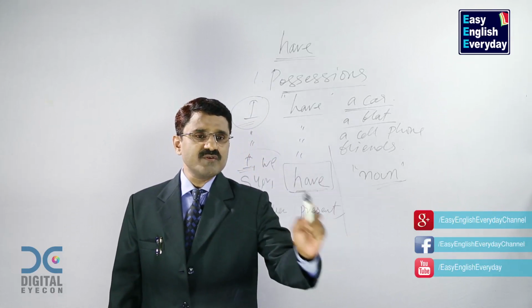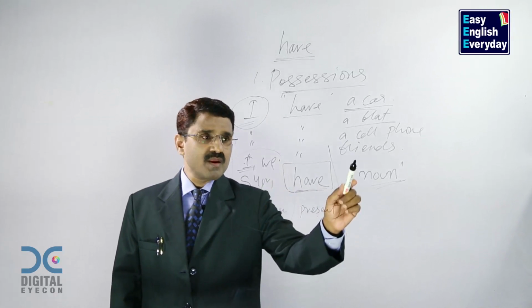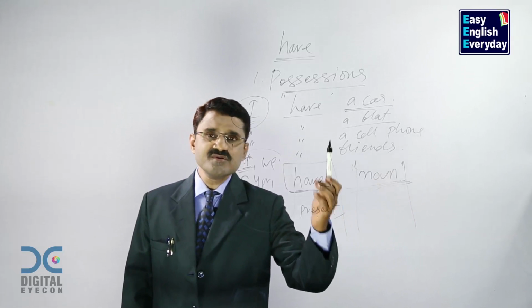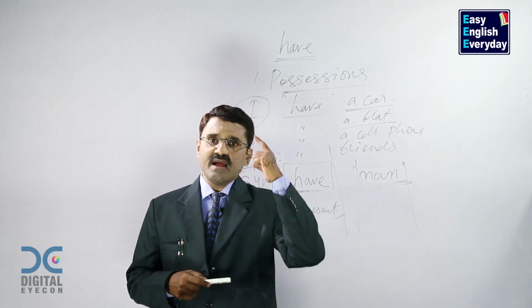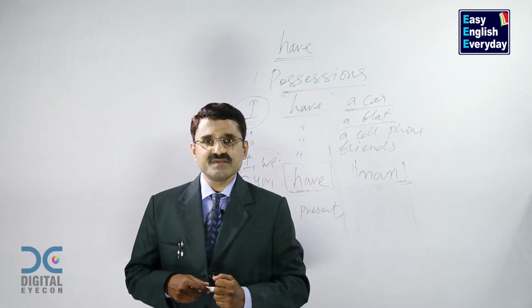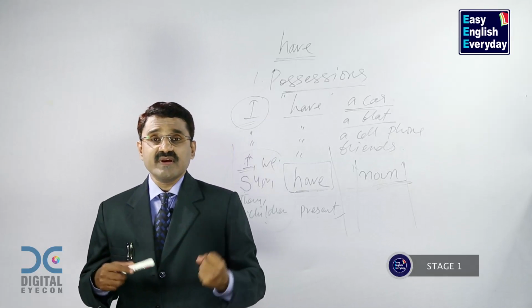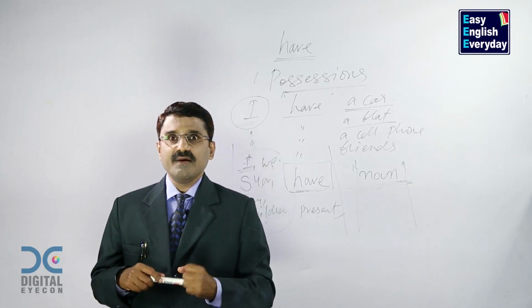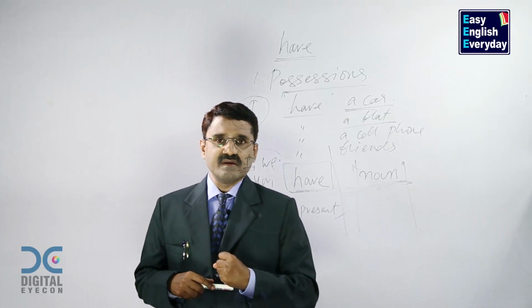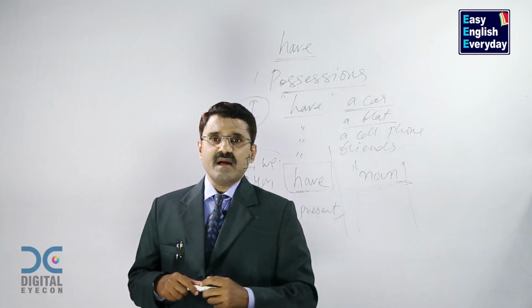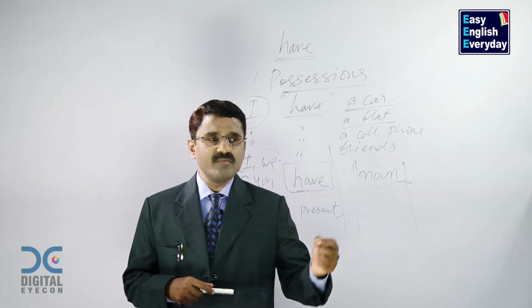Now this part is common for all of us: I, we, you, they, any plural noun, and have. But if you keep on changing the nouns, you can make more and more examples. I have courage. I have self-confidence. I have patience. I have energy. I have enthusiasm. I have excitement. I have fear. I have tension. I have nervousness. I have anxiety. I have curiosity.